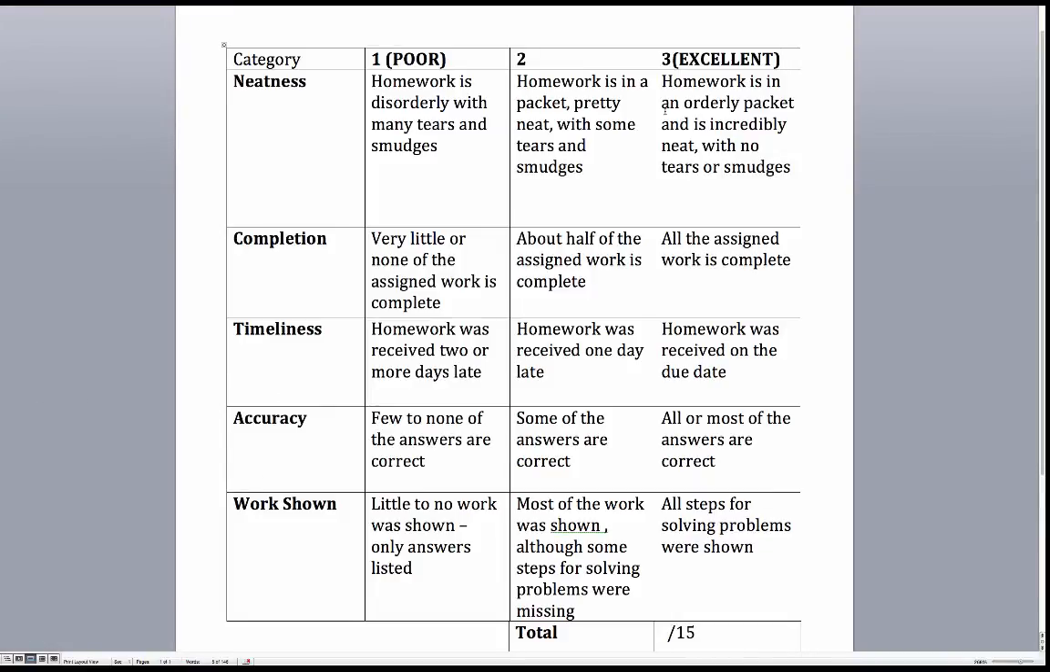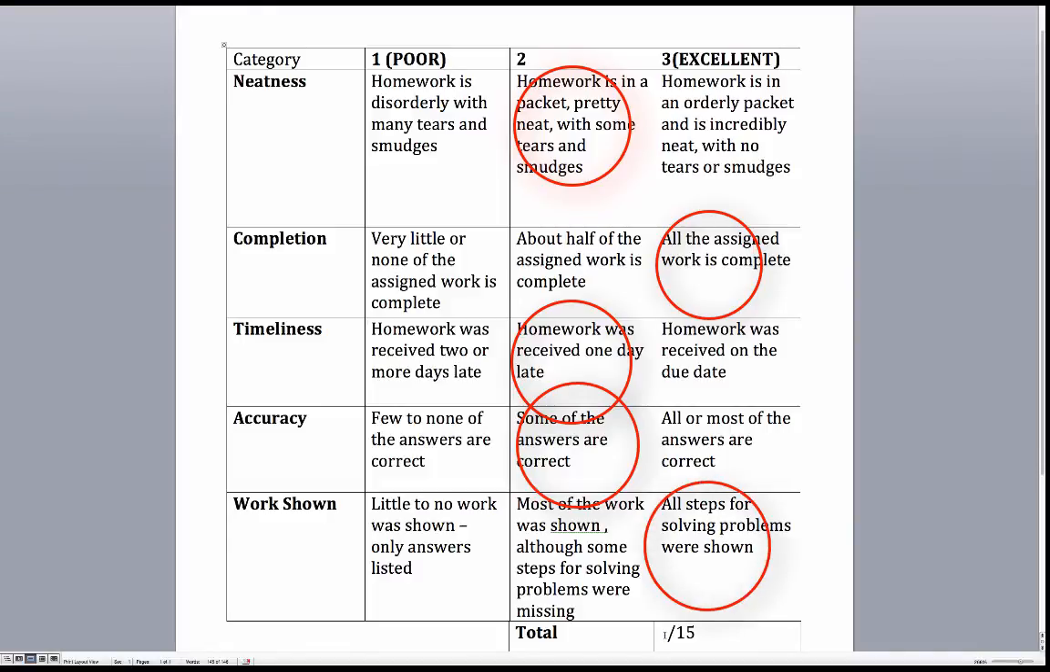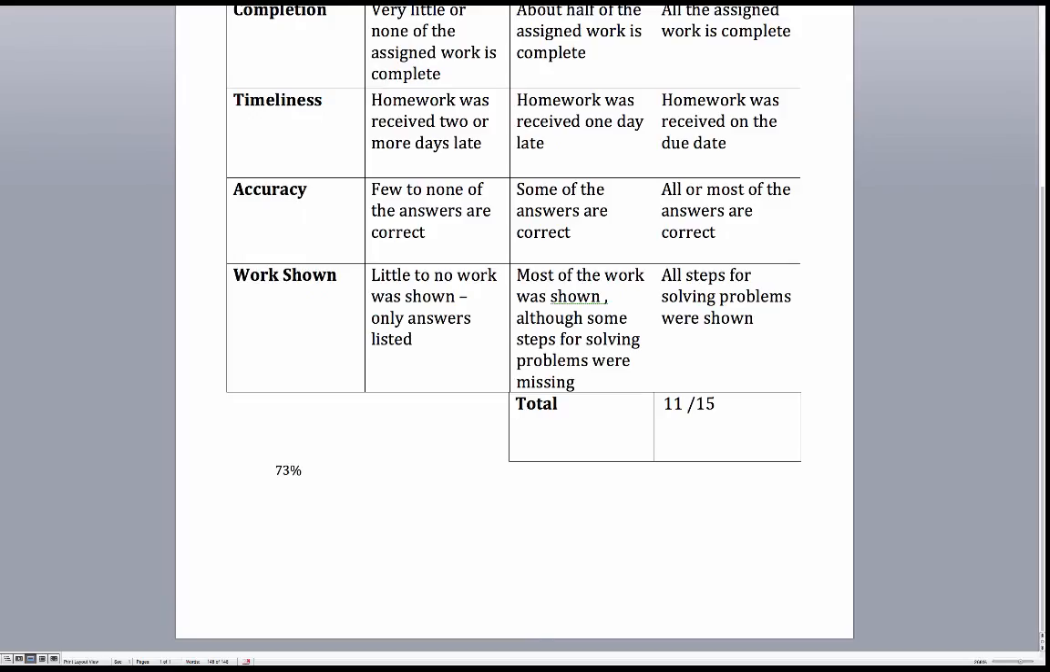So maybe this student got a 2 for neatness, a 3 for completion. They were a little late, so they got a 2 for timeliness, another 2 for accuracy, and then they showed all the steps, so they have a 3 for work shown. This would total up to 11 out of 15, which then can be used to determine a grade. This student might receive a 73% or a C on their homework assignment.